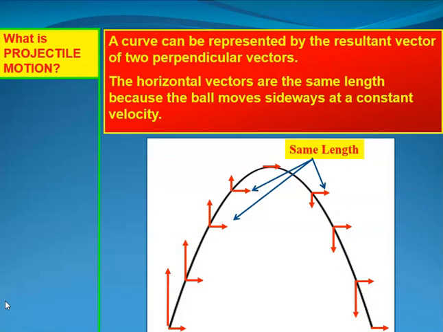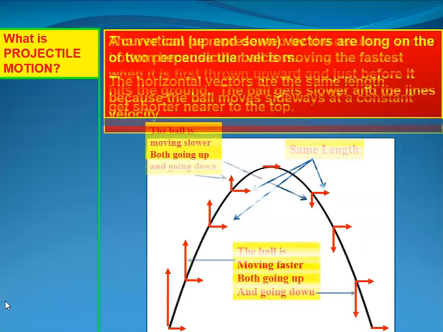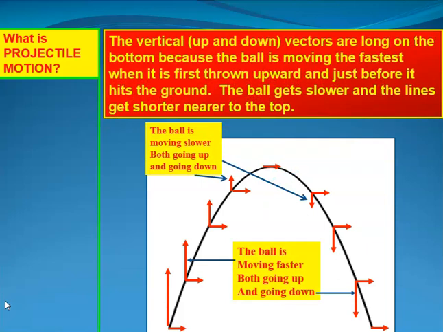A curve can be represented by the resultant vector of two perpendicular vectors. The horizontal vectors are the same length because the ball moves sideways or horizontally at a constant velocity, as we just said. So you notice those vectors pointing to the right are all the same length. The vectors going up, well, let's read this. The vertical up and down vectors are long on the bottom because the ball is moving fastest when the ball is thrown upward and just before it hits the ground. The ball gets slower and the lines get shorter near the top. So it slows down as it goes up to the top. That's why the vectors going upward get shorter. And then as it comes down, they start off short.